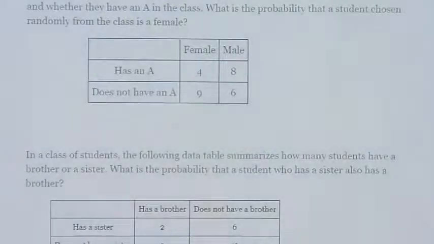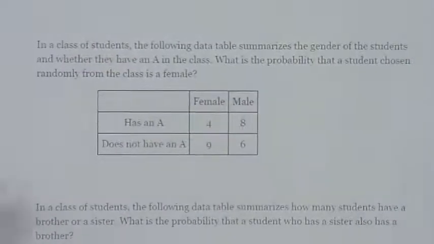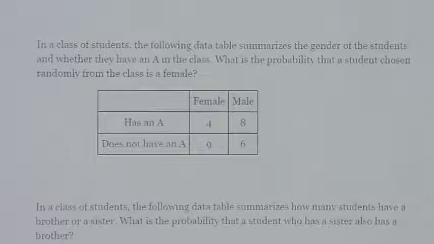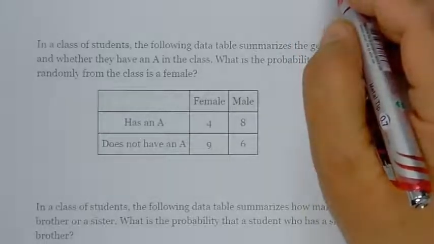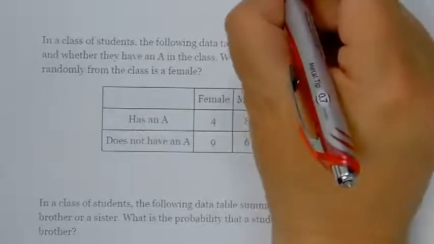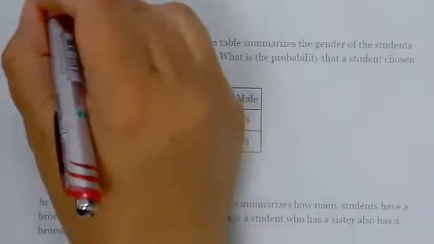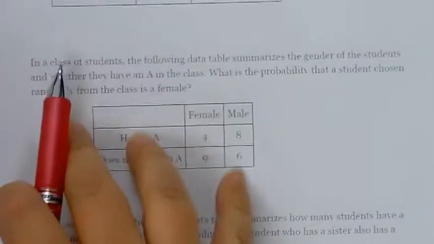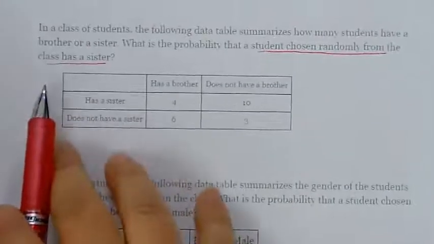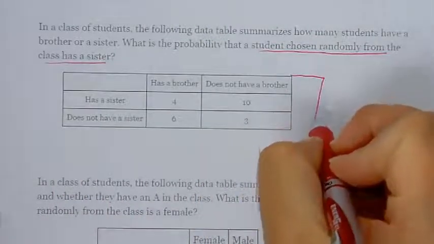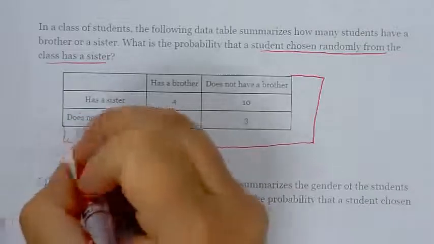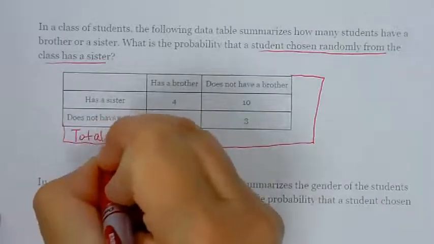Let's talk about how to find the probability of something when you're given a two-way table. This one says, in a class of students, the following data table summarizes how many students have a brother or sister. What is the probability that a student chosen randomly from the class has a sister? I think it's easy to do these if you will just extend the table to include totals.